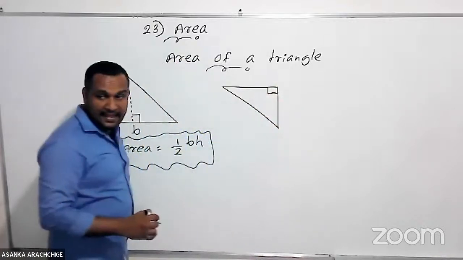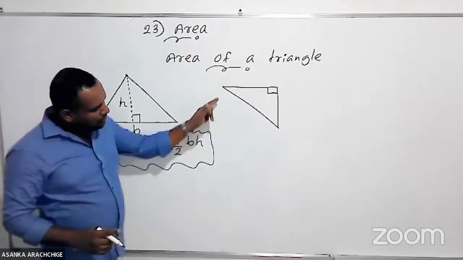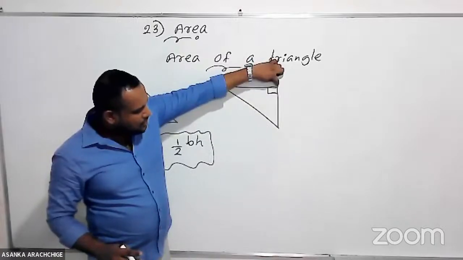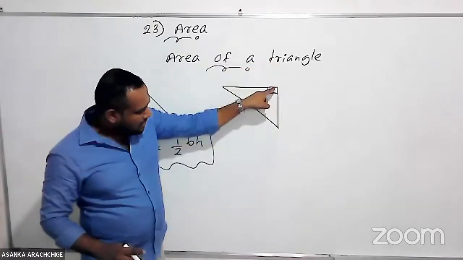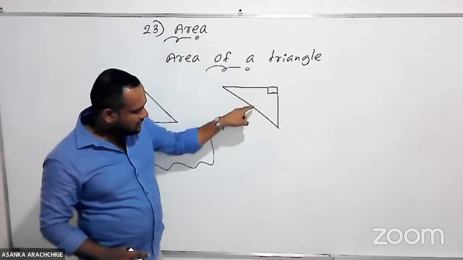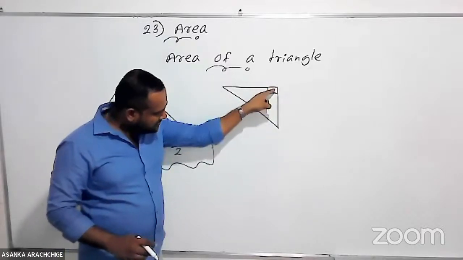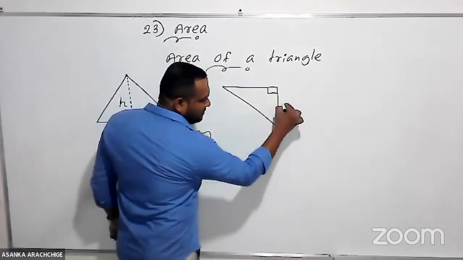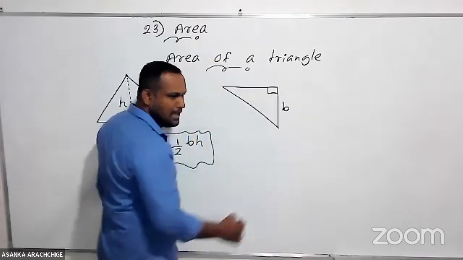Now this is a right angle triangle. If you take this side as the base, this is the opposite vertex. Therefore, you have to draw a perpendicular from this vertex to the level of the base like this. Or, if you take this side as the base, what happens?